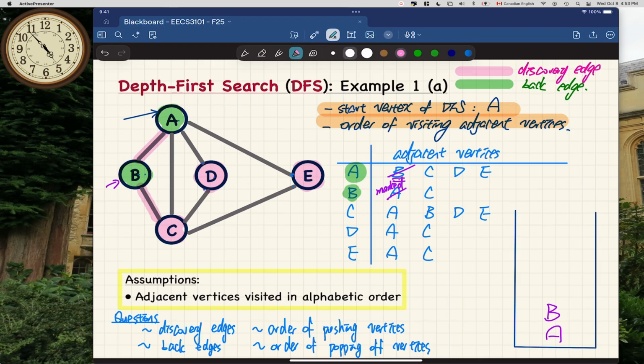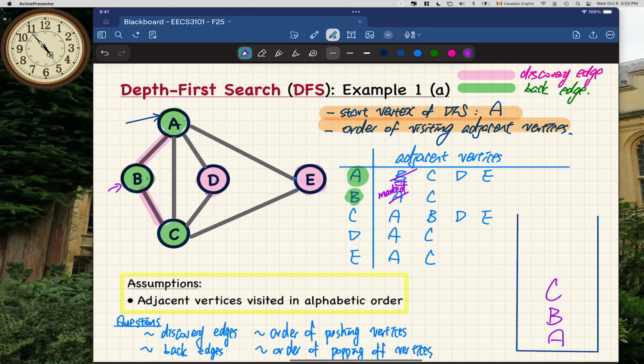Okay, and then that one there is going to be C. C here. Okay, so that means I'm going to push the C to the stack. And this one here is removed. What that means is, as far as C is concerned, we have already handled both of its adjacent vertices. Okay, both of them are just discovery edges.